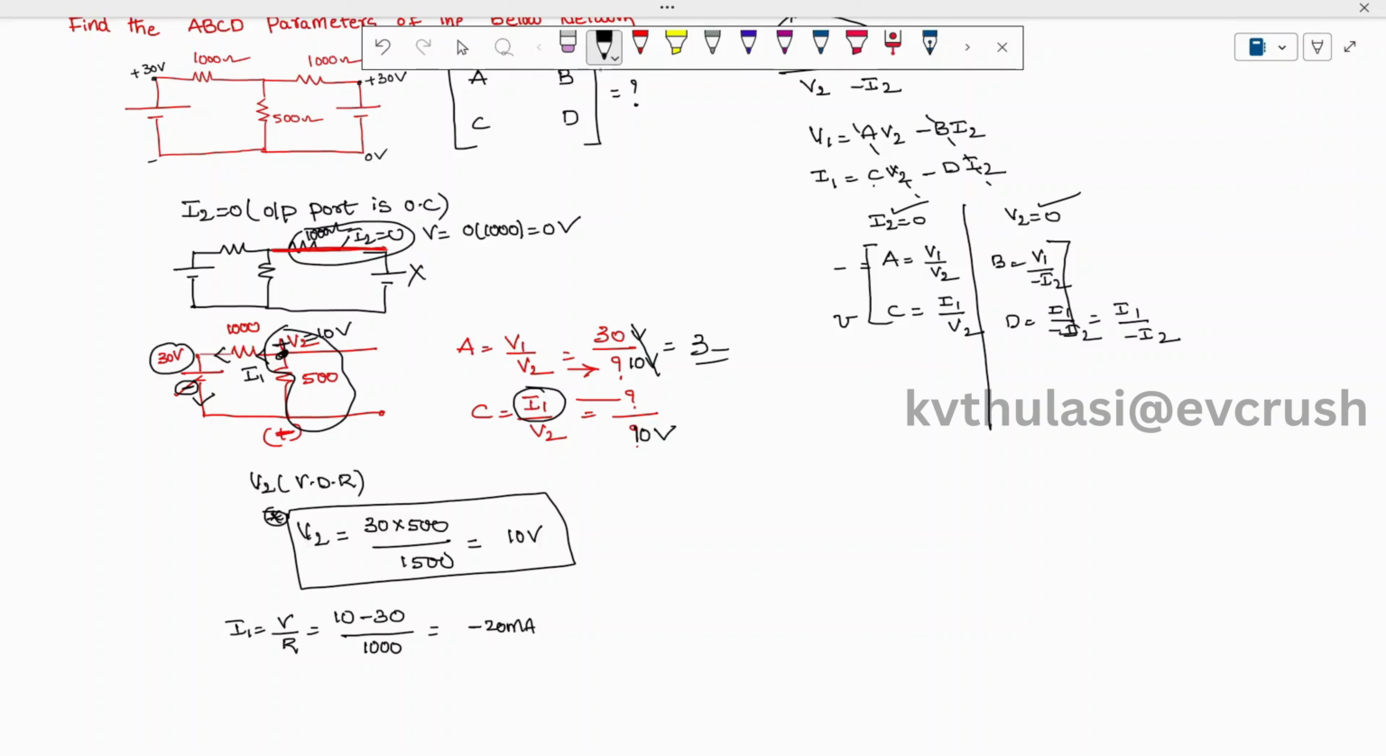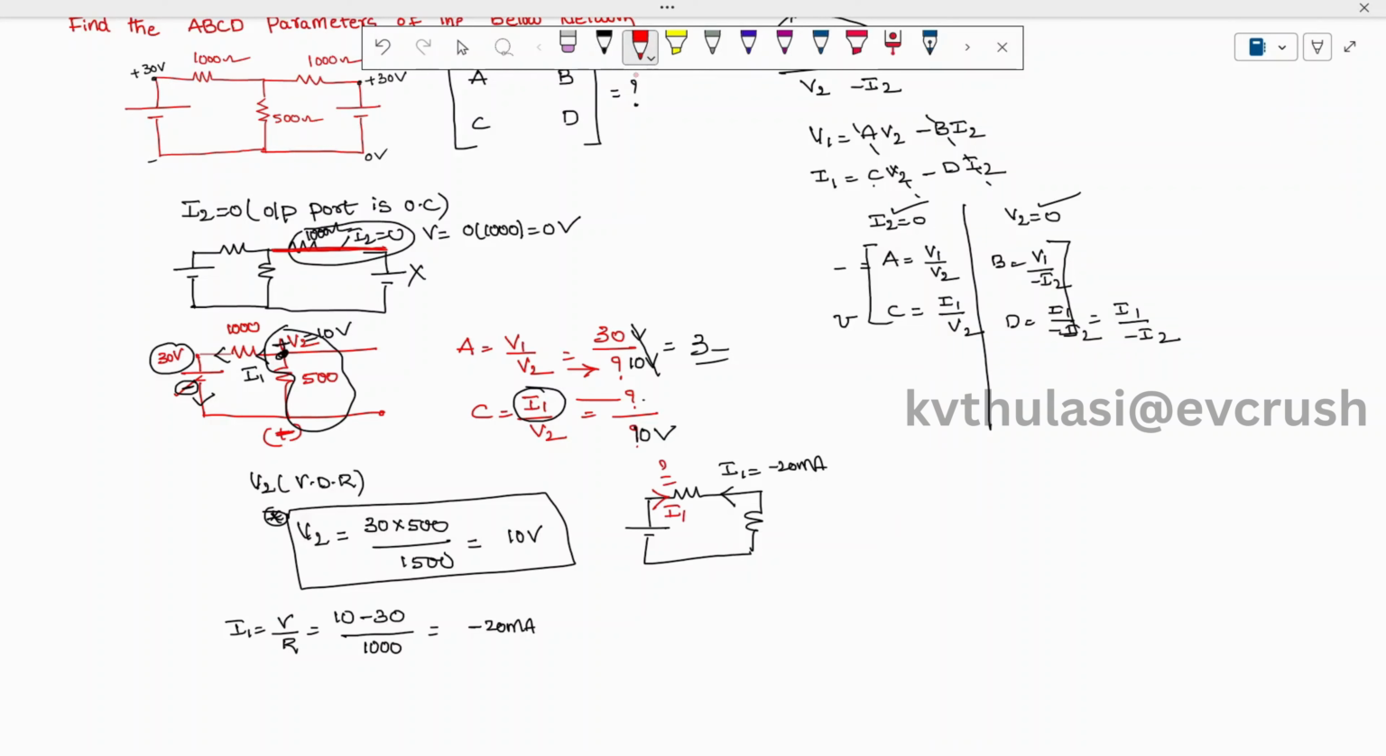Just substitute this as I1. Here you may have a doubt, sir, this is the I1 you have taken. What generally is I1? Generally, we take the network like this. We have taken the I1 and we obtained the value as minus 20 milliamperes. But whenever I1 is flowing in this direction, then this will be opposite.